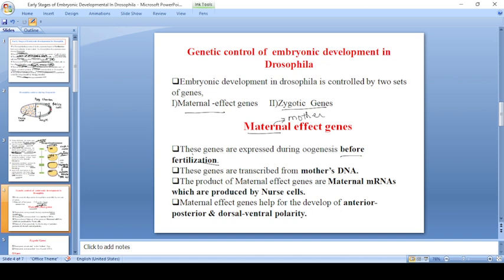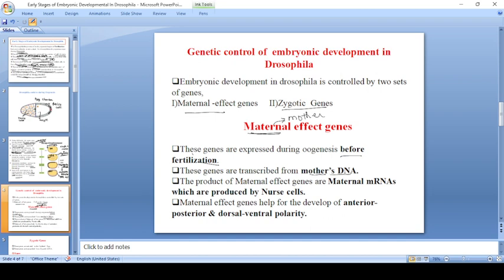Maternal effect genes. As the name suggests, maternal is related to the mother. Maternal effect genes are expressed during oogenesis, before fertilization. Remember, they are expressed before fertilization, during oogenesis. That means these genes are placed into the oocyte by the mother fly itself. The maternal effect genes are transcribed from the mother's DNA.